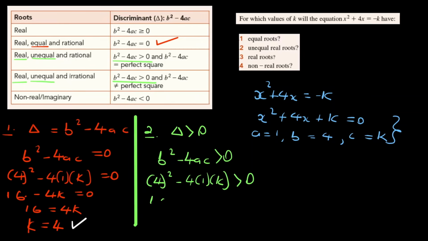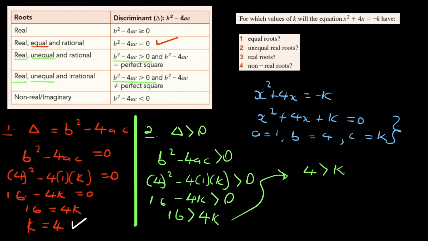It will be 16 minus 4k is greater than 0, and we take the 4k to the other side of the equation, so 16 is greater than 4k, and we divide both sides by 4. It will be 4 is greater than k. Okay, k is less than 4. Solution is valid for either situation.